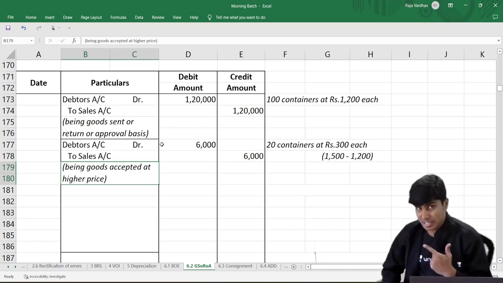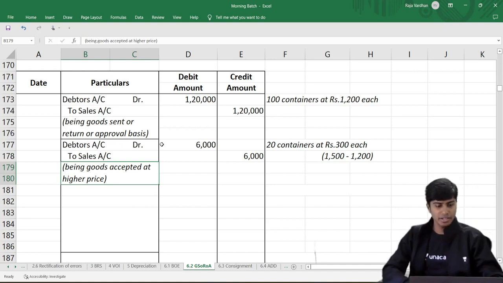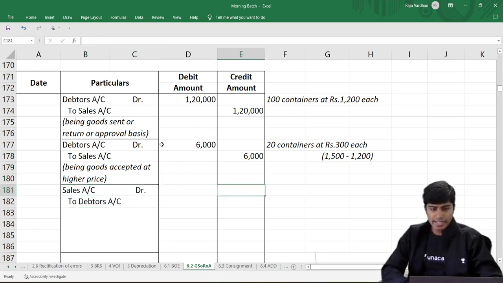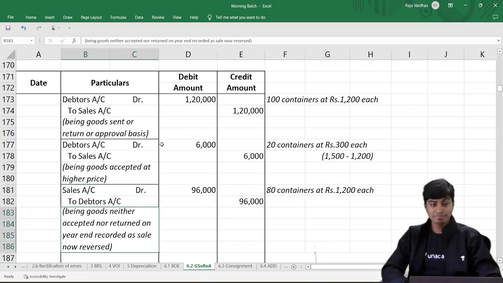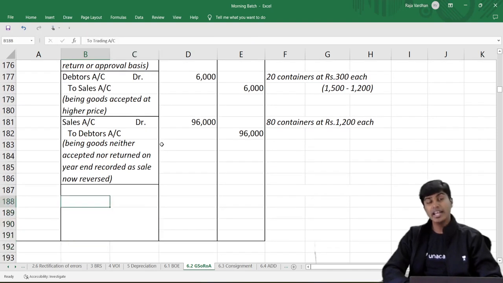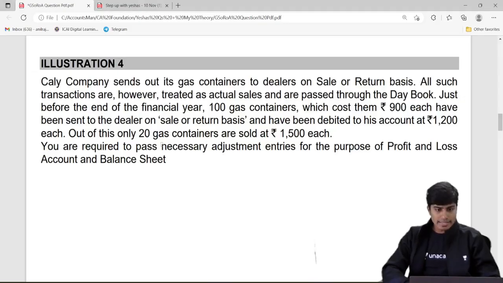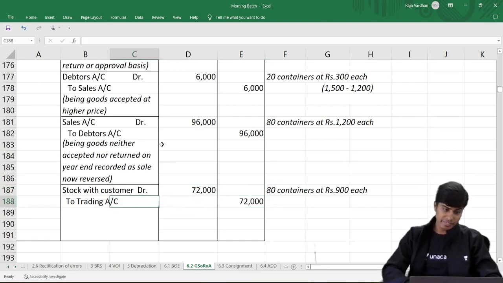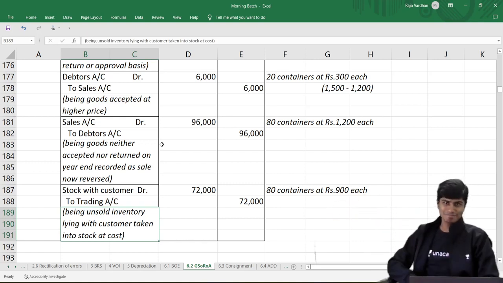When we reverse the sales entry at selling price, it should be the sale price of 1200 that should be revised and not 1500. Come on, let us write the entry as sales account debit to debtors to reverse it. 80 containers into 1200 each, that is 96,000 and 96,000. Then going a little further ahead, I'll include it in my inventory by writing stock with customer to trading account. This is to the extent of 80 containers into 900 per container is our cost. I'll do 80 into 900, that is 72,000 each. Being unsold inventory lying with the recipient included in the stock now.